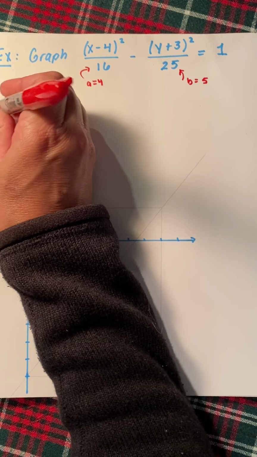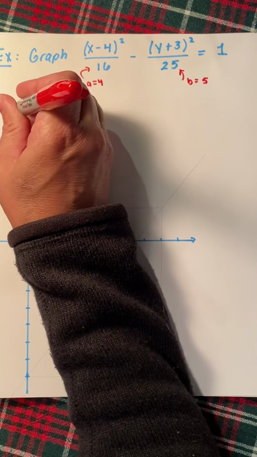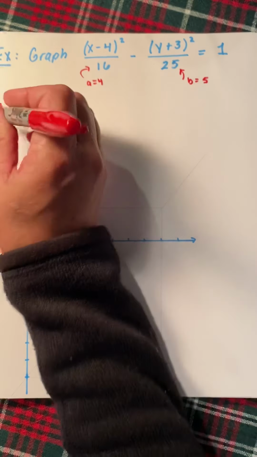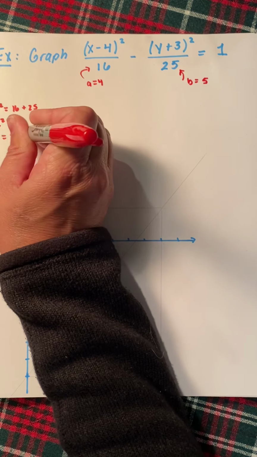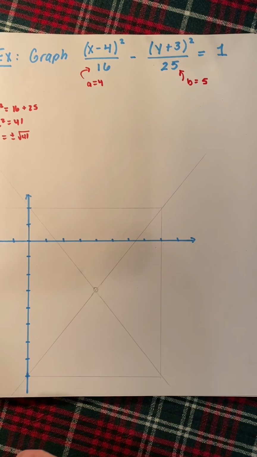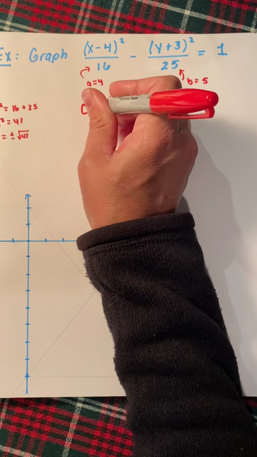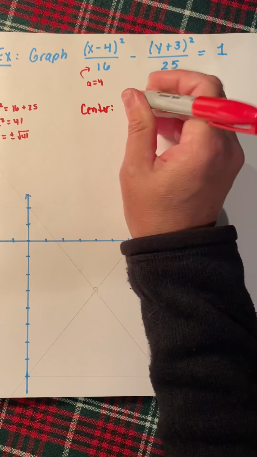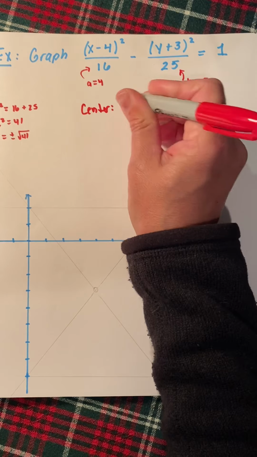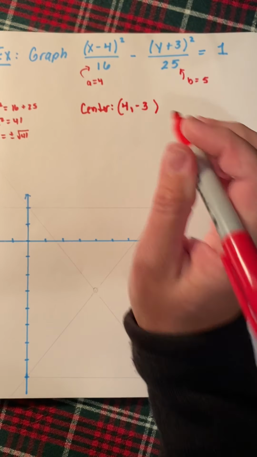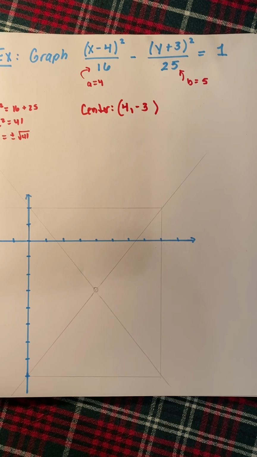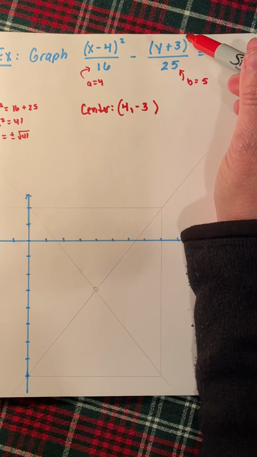Let's do C squared is going to be 16 plus 25. So C squared is 41. C is plus or minus the square root of 41. We'll need that in a little bit. So the center of this hyperbola is 4, negative 3. Remember, it's always opposite of what's inside. The transverse axis is going to be y equals negative 3, right?